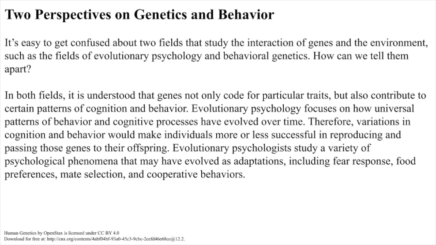Therefore, variations in cognition and behavior would make individuals more or less successful in reproducing and passing on those genes to their offspring. Evolutionary psychologists study a variety of psychological phenomena that may have evolved as adaptations, including fear response, food preferences, mate selection, and cooperative behaviors.